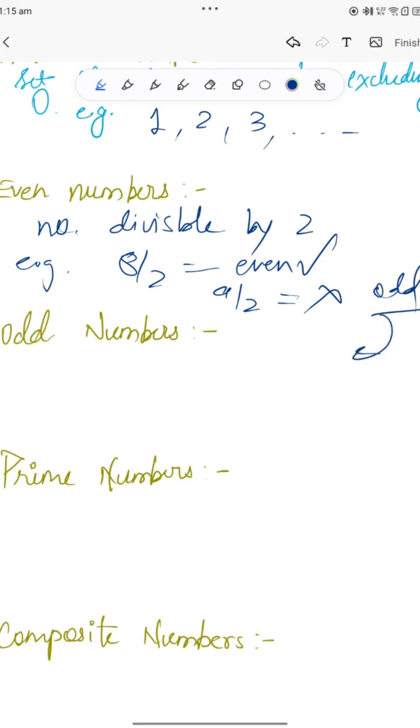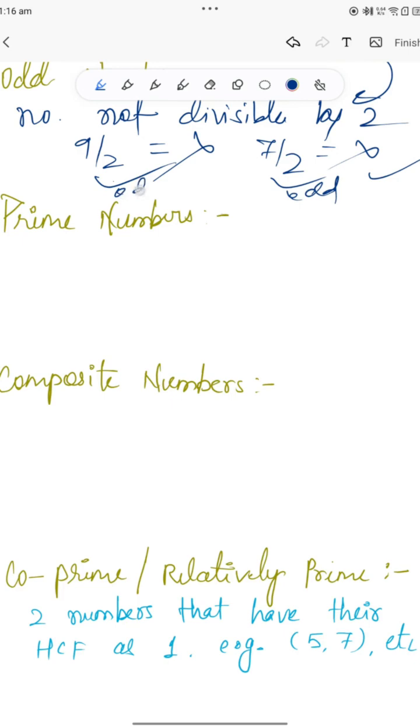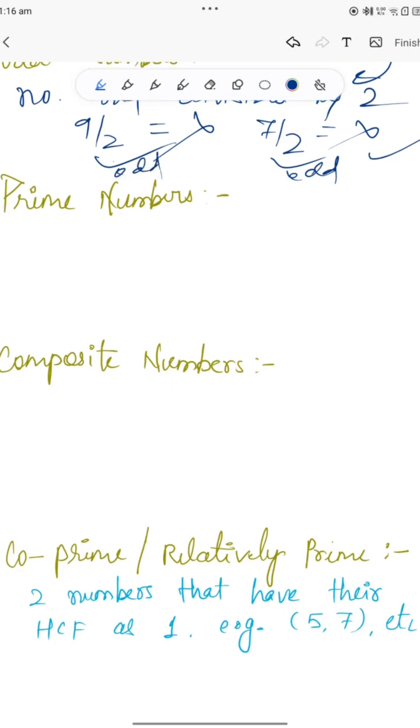Similarly, we have the definition: numbers not divisible by 2 are called odd numbers. So when we say 9 by 2, it is not divisible, so it is an odd number. It is not divisible by 2, so it is an odd number. So these are the odd numbers that are not divisible by 2. Cool.